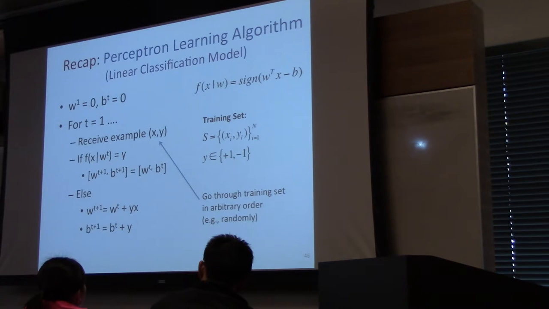Invented in 1957. For linear classification. There are variants of it now for regression and so on and so forth, and multi-class classification, which we'll talk about next week.